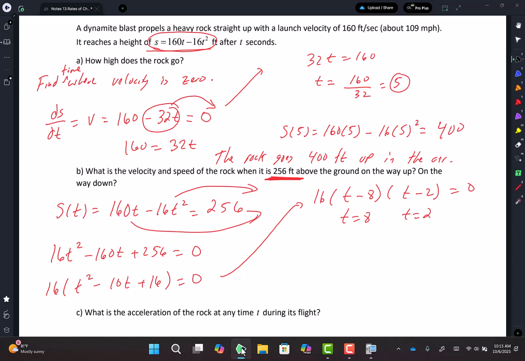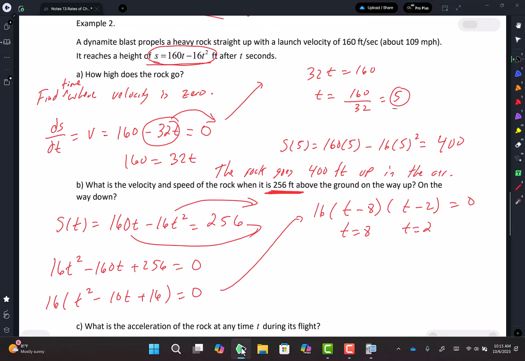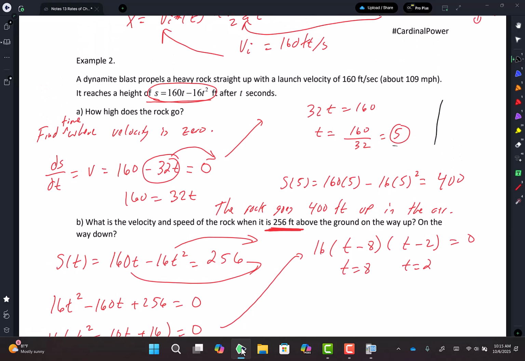Okay. Because it's in the air for a total of 10 seconds. So it's symmetric right at the 5 second. At the 5 second mark, you're at the highest. At the 2 second mark, you're on the way up. Because it's symmetric, at the 8 second mark, you're on the way down because it takes 10 seconds to hit the ground from liftoff. Does that make sense, guys?